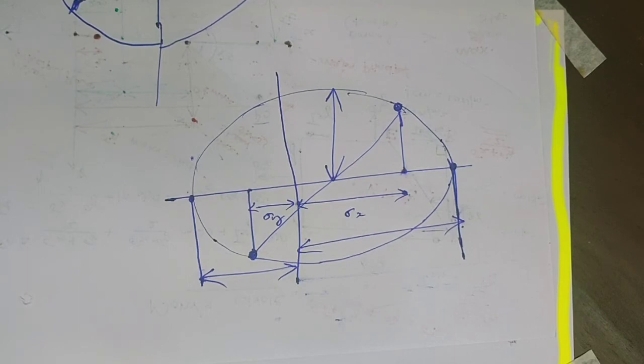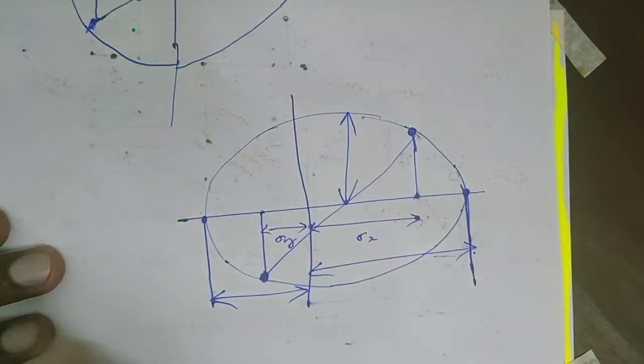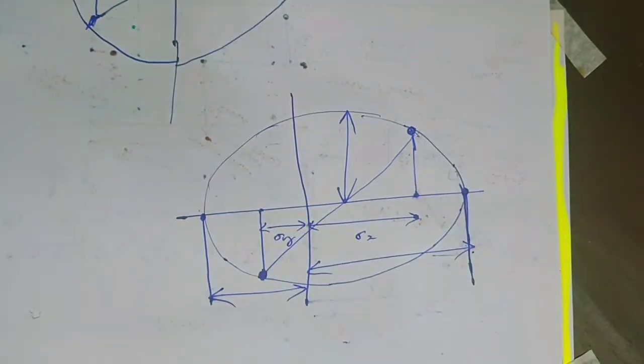So this is another method. And if both are compressive, both should be drawn on the left hand side. The sigma x also on the left hand side. That is one more method. So do some problems related to this Mohr circle. Maybe this is an important problem. So do different types of problems based on the Mohr circle method.